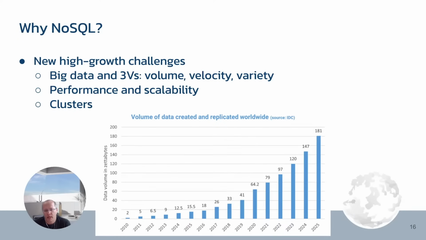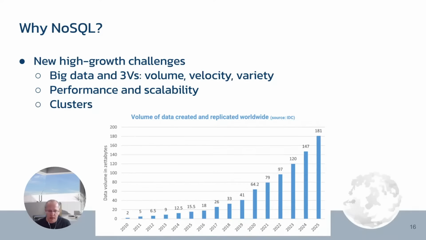So why NoSQL? Why did these databases actually come into existence? Primarily because of some performance and scalability challenges that relational databases were not able to address. They were too slow to deal with large volume of data, high velocity of data, and different kinds of data, which is variety of data. So we have this big data and the three Vs as one of the reasons why new kinds of databases were invented to deal with those challenges. And we needed to go from a single machine to a cluster.